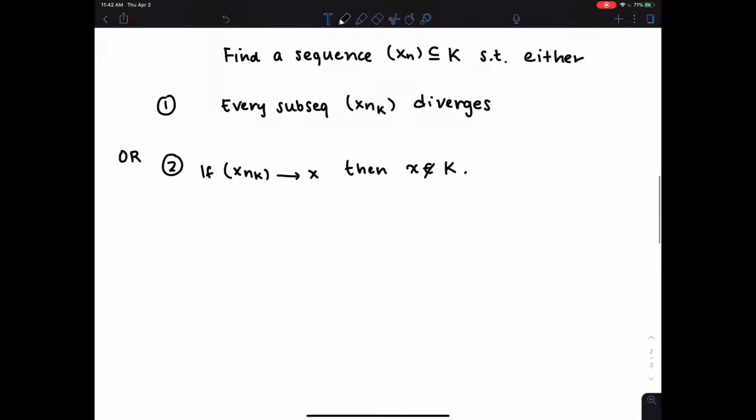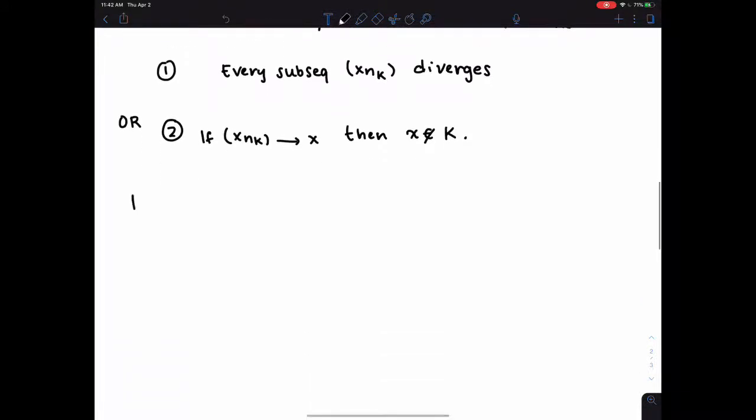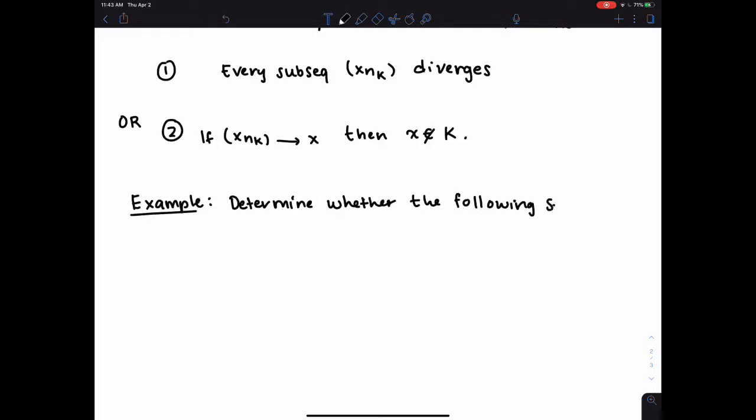So what I would like for us to do now is to take a look at an example. I want to determine whether the following sets are compact.